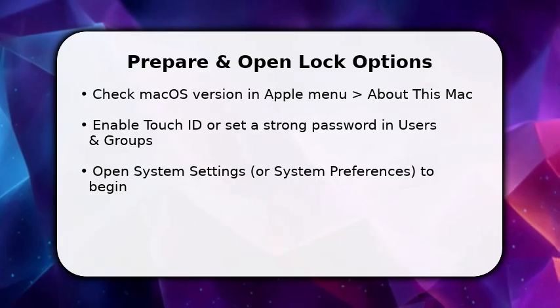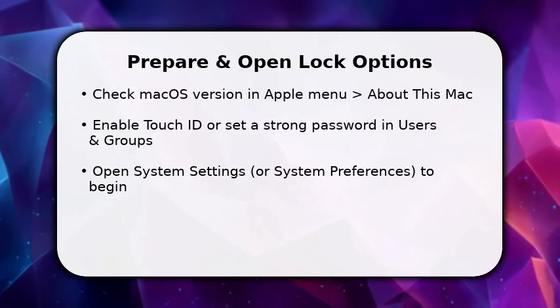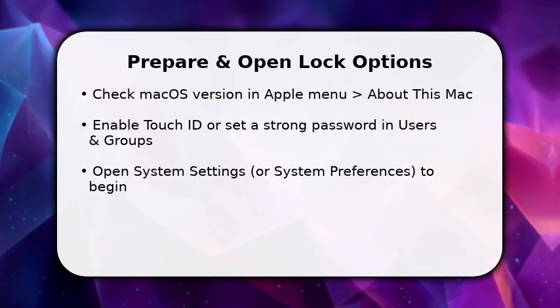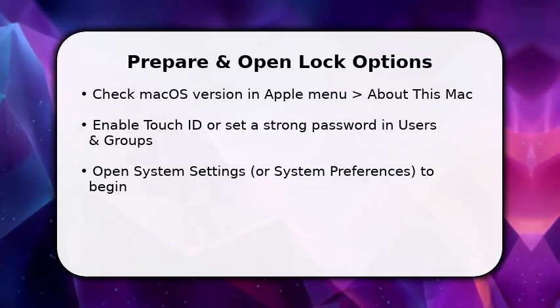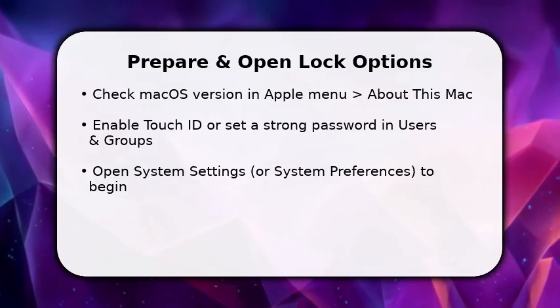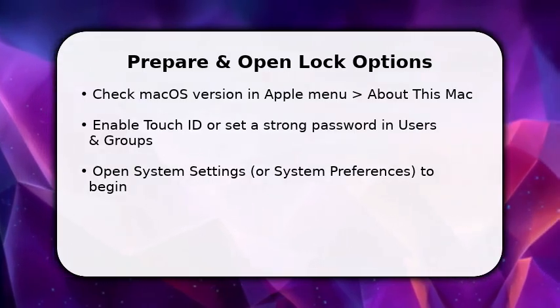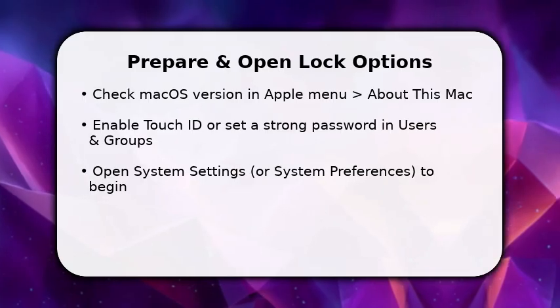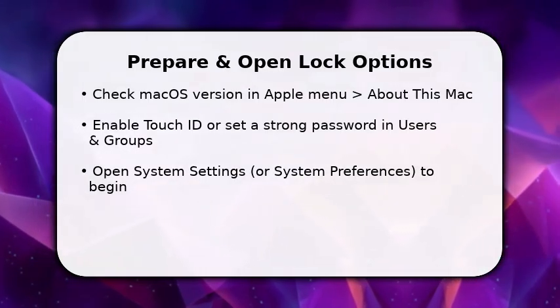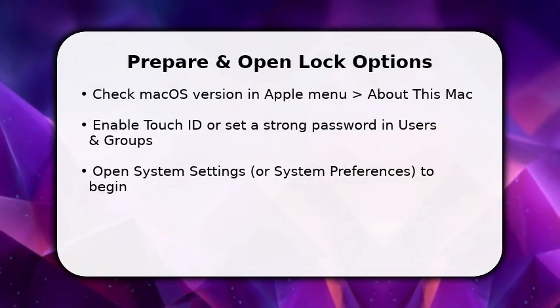You're starting the locking process now. First, confirm your Mac OS version and that you have a password or Touch ID set. Open System Settings or System Preferences and go straight to Lock Screen or Security and Privacy. Once there, enable Require Password after sleep or screensaver begins and choose an interval. You do this so your Mac can demand authentication quickly.